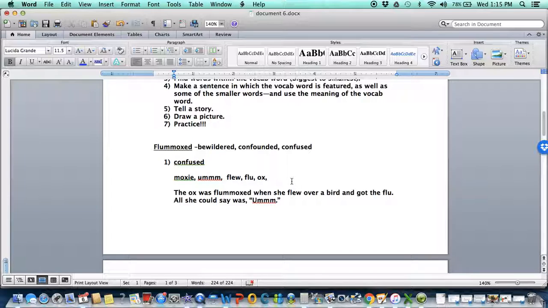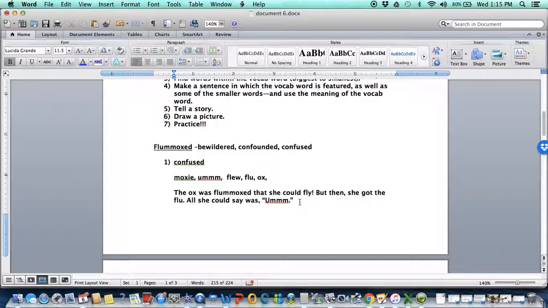So, you know, why was the ox, why was she confused? Well, I guess she was flummoxed that she could fly over a bird. We could make it like that. She could fly. Why she was flummoxed that she could fly? How about that? We don't even have to say she flew over a bird. Oh, that's right, because of the flu thing, right? Ooh. But then she got the flu.